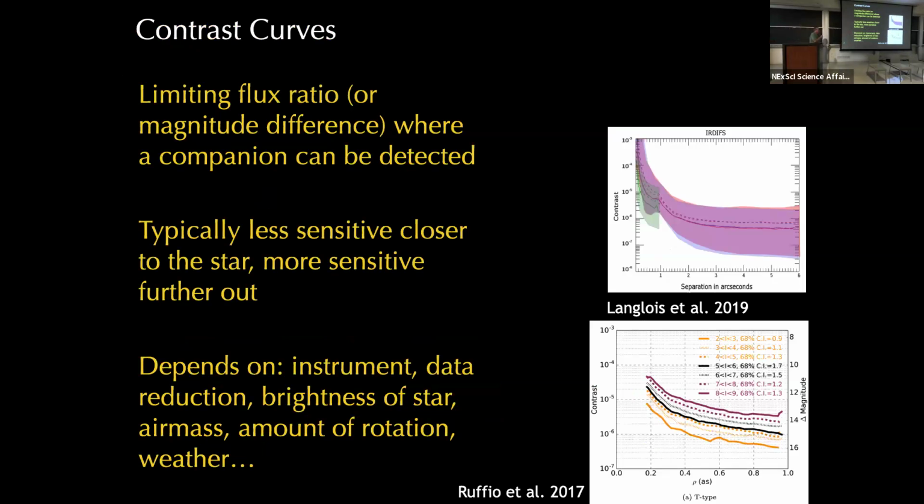And contrast curves come in all different types, but they all have the same general shape. Less sensitive close to the star, more sensitive as you move further and further away. Stars are bright, so the further away you get from that bright star, the more sensitive you're going to be. The exact shape, the delta magnitude you get to, is going to depend on the telescope, the instrument, the wavelength you're working on, how you're reducing the data, and the brightness of the star. All these things go into figuring out what the actual contrast curve is going to be.